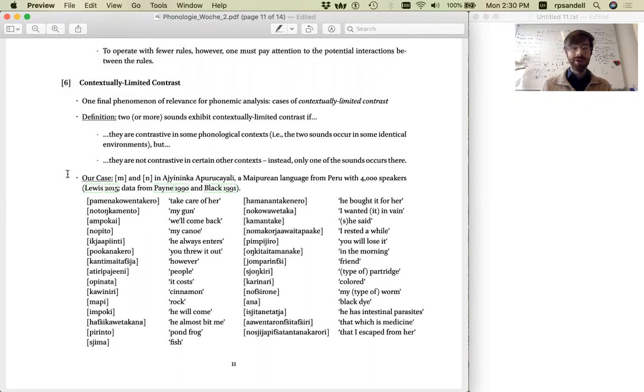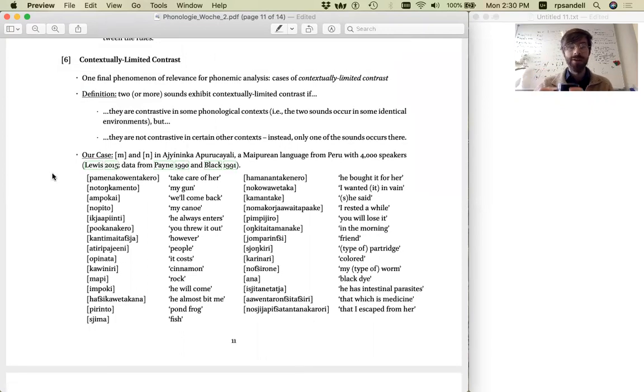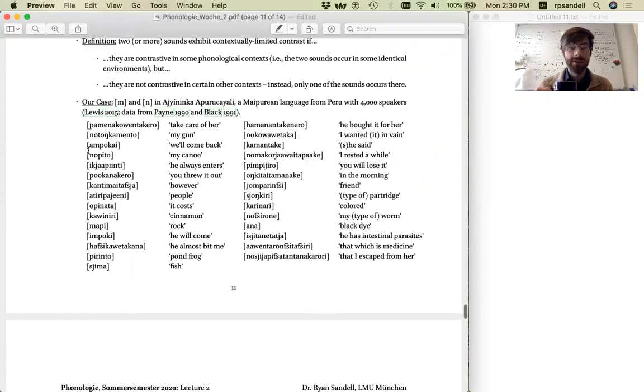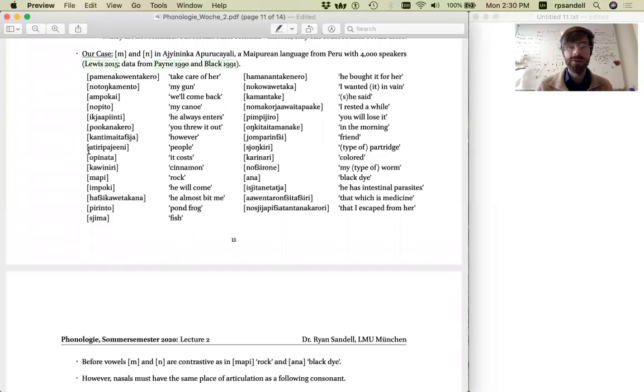The data that we'll be looking at comes from the language Ayinika Apurikayali, which is a language indigenous to Peru. What we're going to be looking at are the labial and coronal nasals in this language. I'm not going to carry out a systematic phonemic analysis for these two sounds, but only going to briefly look at the data. So what we should notice here is that in general, we find these nasals occurring freely, these two different nasals occurring before vowels.